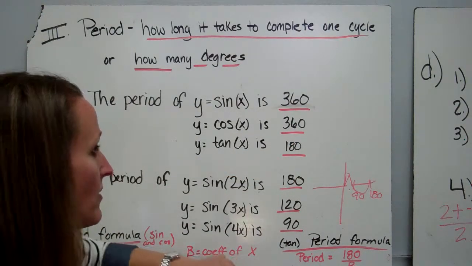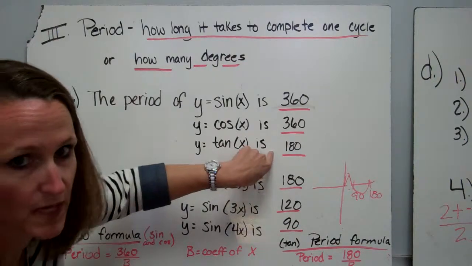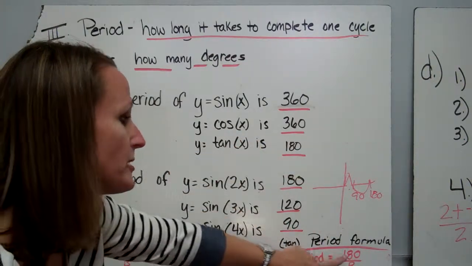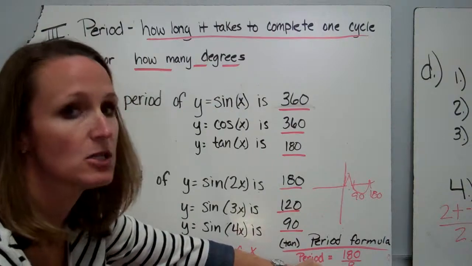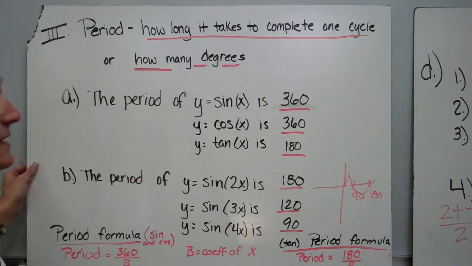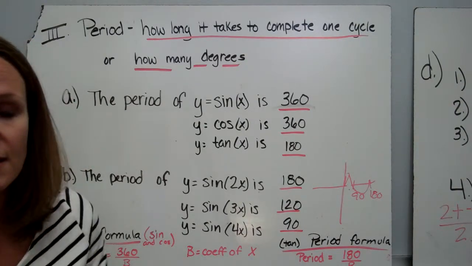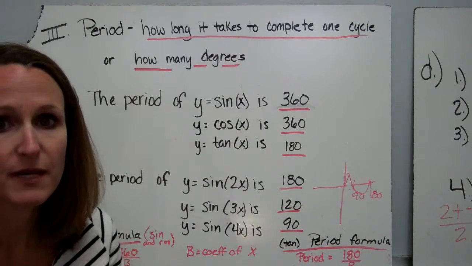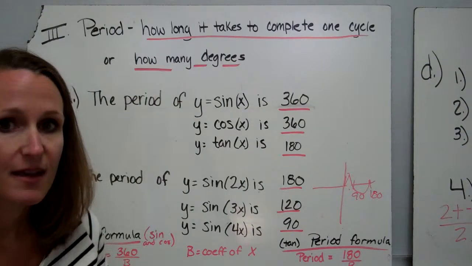For tangent, remember our regular tangent, the period is only 180, so the period formula is 180 over b, still where b is the coefficient of x. And that is how you graph a sine, cosine, and tangent graph, and what the meanings of period, midline, and amplitude are.